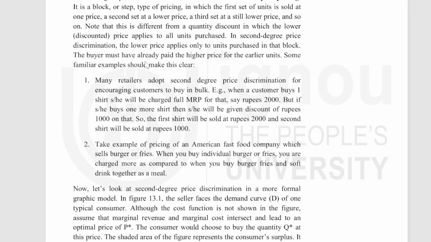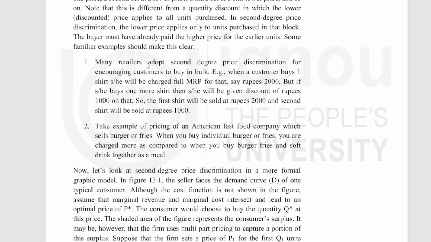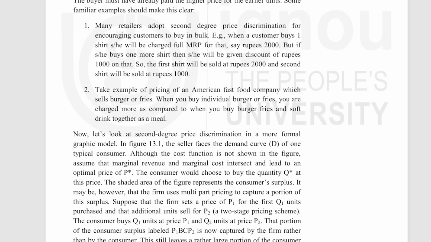And note that this is different from a quantity discount, in which the lower price applies to all unit purchases. In second degree price discrimination, the lower price applies only to units purchased in that block. The buyer must have already paid the higher price for the earlier units. Some familiar examples are here.